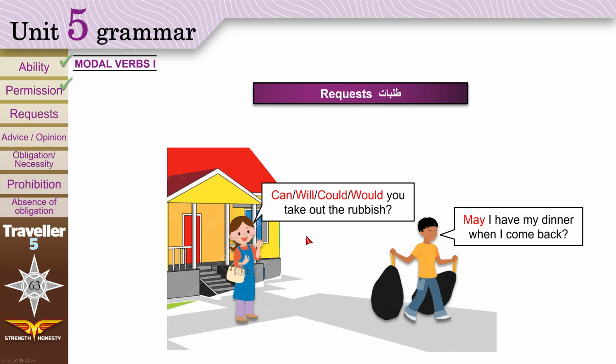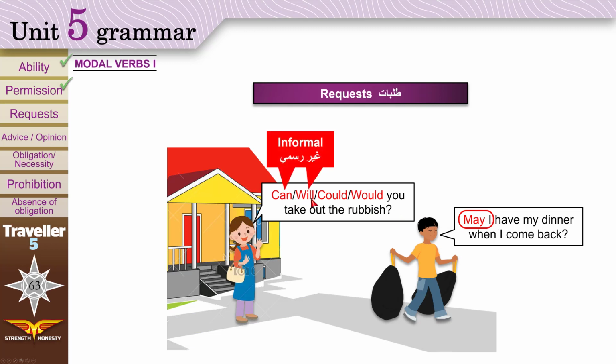Notice something very important. With you, we, they, he, she, and it, you can't use may. You can only use may with I. Don't say, may you take out the rubbish? No. May I? Yes, correct. Okay? You can only use may with I. Can you use could with I? Yes, you can. You say, could I have my dinner? Can I have my dinner? Yes. But don't use may with other than I.